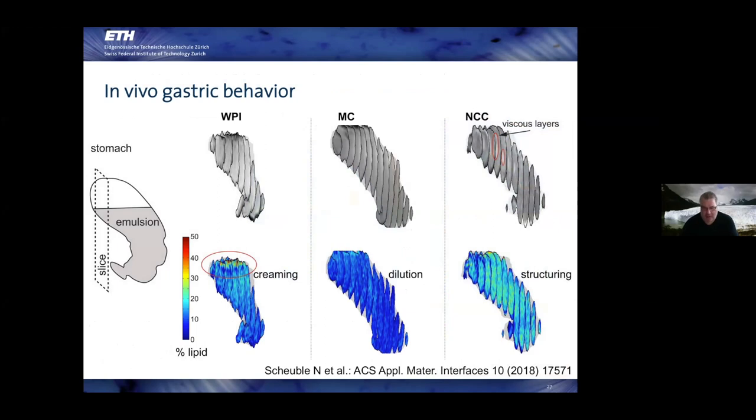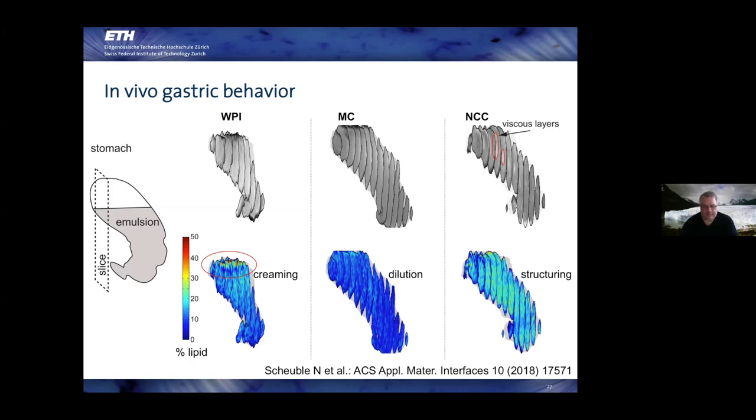What we have now is, in the end, these figures. So this is actually the stomach of the first author of the paper that is down there, and she was drinking these three emulsion systems, one stabilized with beta-lactoglobulin, methylated cellulose, and nanocrystalline cellulose. And what we can now nicely see when we scan through the stomach with the MRI is that for the beta-lactoglobulin we have creaming. So here the emulsion is breaking up; it is digested. With the methylated cellulose, we have a dilution effect. And with the nanocrystalline cellulose, we have a structuring.